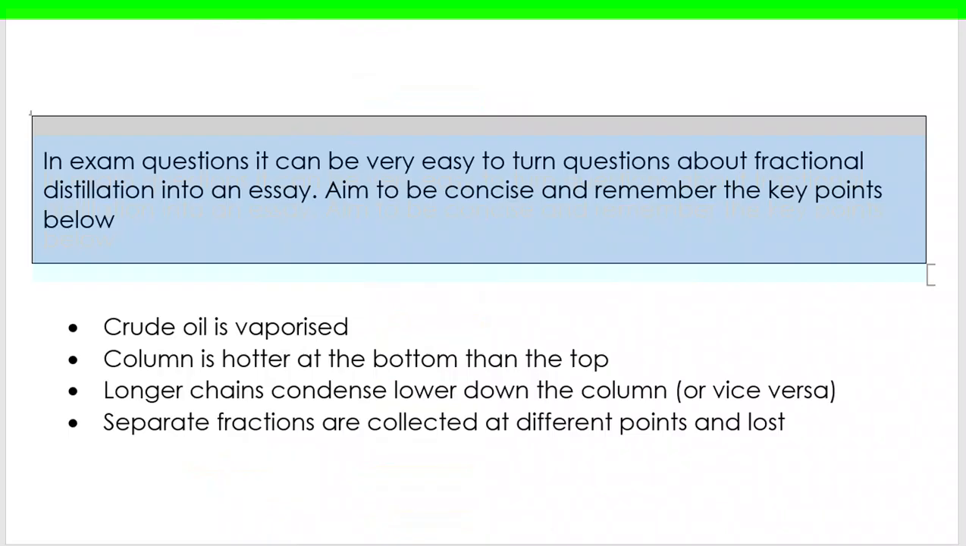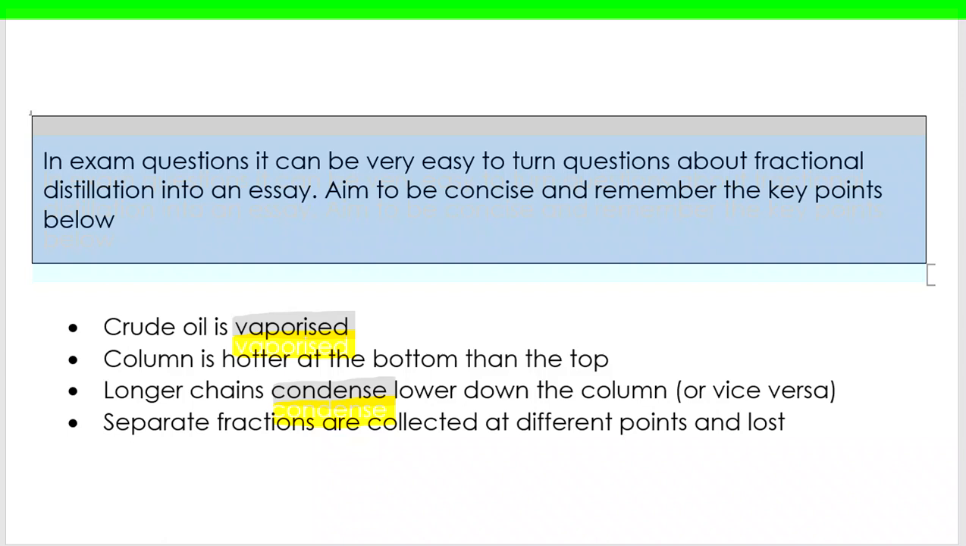So I'm going to summarize some of the key ideas. If you can remember the 4 key points about fractional distillation, you will be able to develop a good answer within the exam. So my start point is always to remember that we take the crude oil, we evaporate it, and then we condense it. That's absolutely fundamental to what we're looking at. Now from there, we know that the column is hotter at the bottom and we know it's cooler at the top. So we know that the condensing will happen at different points in the column, dependent on boiling point, which is dependent on chain length.